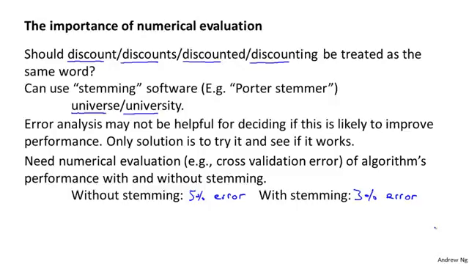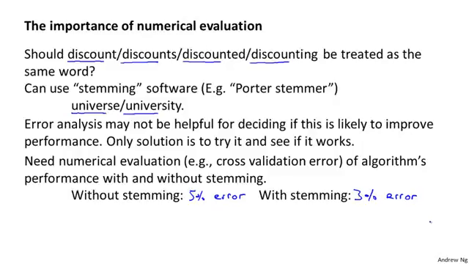For this particular problem, there's a very natural single real number evaluation metric, namely the cross-validation error. We'll see later examples where coming up with this sort of single real number evaluation metric may need a little bit more work. But as we'll see in a later video, doing so will also then let you make these decisions much more quickly of, say, whether or not to use stemming.